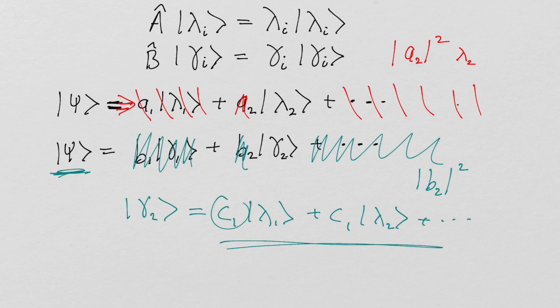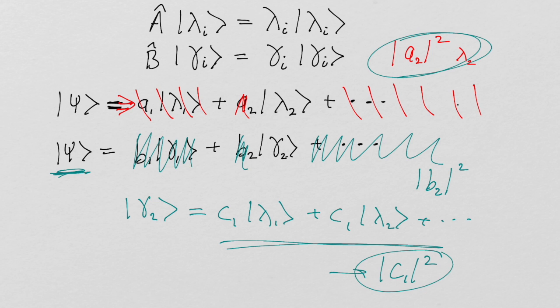C does not equal A. C2, that should be C2. C2 does not equal A2. Cn does not equal An. Absolutely not. And because of that, the chance of getting an outcome, say lambda 2, is now a different number. It's C2 squared. It was before A2 squared. Now it's C2 squared. And besides, it's random anyway.